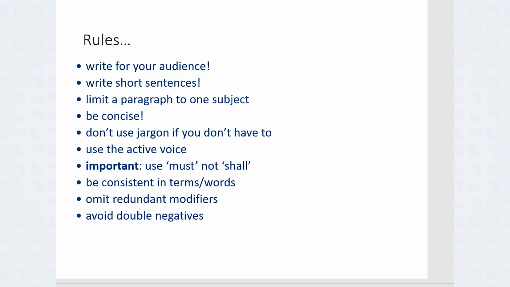You have to be consistent. You've got to omit redundant modifiers. So, for example, instead of saying the end result was the honest truth, you would say something like the result was the truth. Understanding the language that you use in a policy document is super important. And you want to avoid double negatives. So think very, very carefully about the language that you're using when you're writing policy.